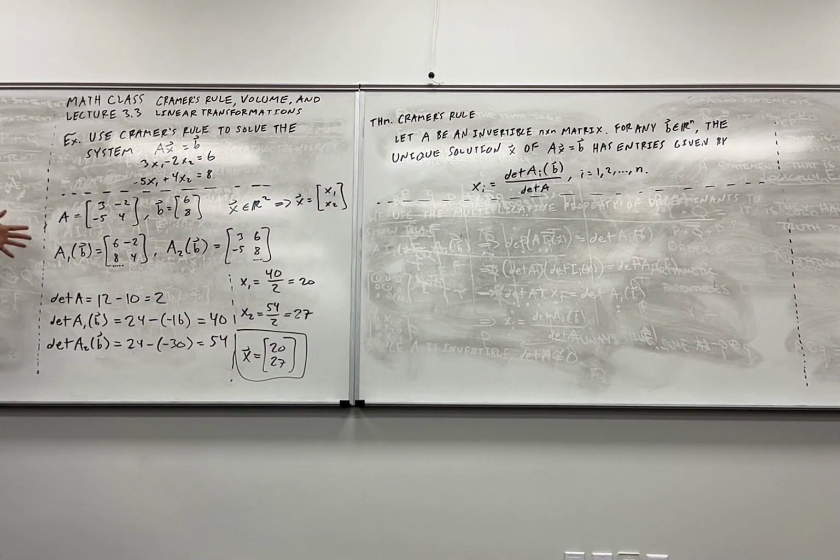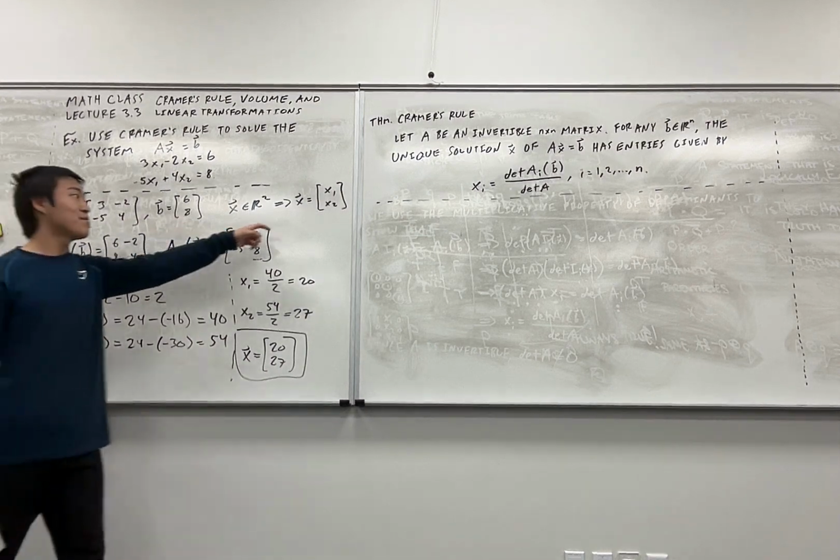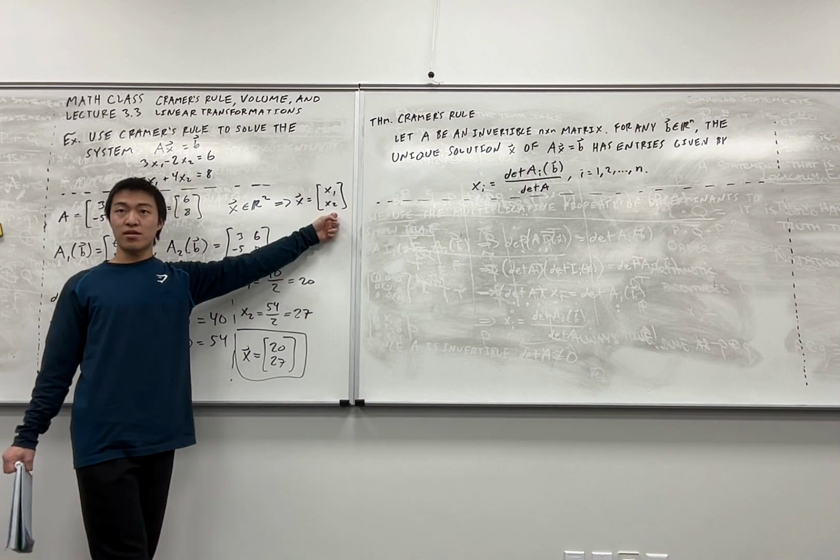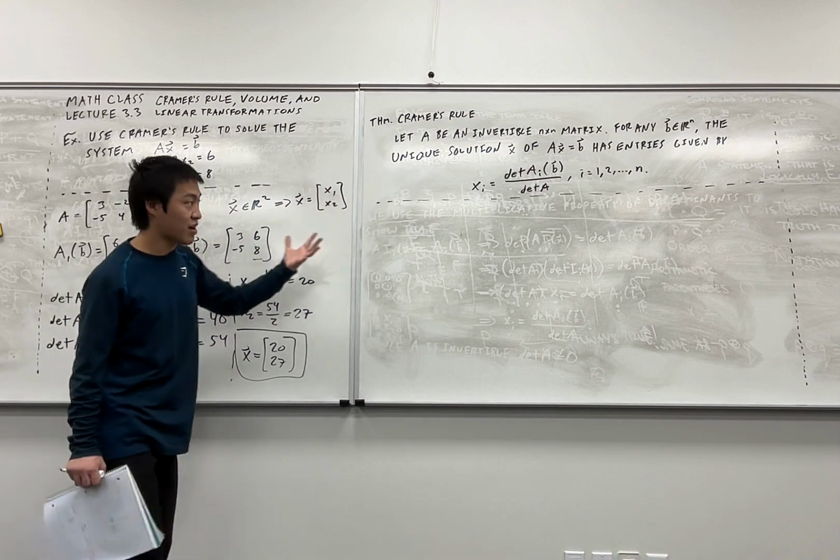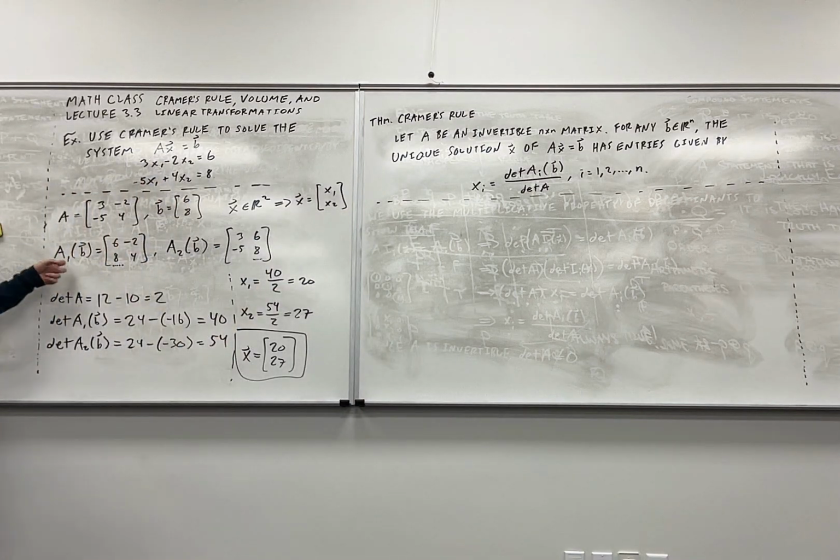If this was a 5 by 5 system of equations, so my A would be 5 by 5, my B would be 5 by 1. How many x components would I be looking for? So I would be performing that formula 5 times. Meaning how many of these A sub i's would I need to make? I need 5 of them. And then you need to compute the determinant of A and the determinant of all 5 of those, and then it's the same. Okay? Great.